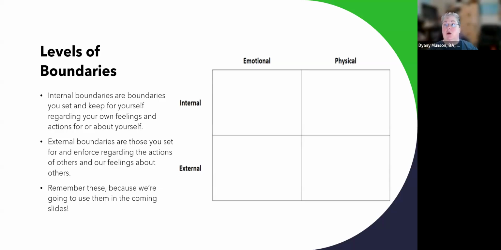So we set those physical boundaries with ourselves, and sometimes it's things that we do. I am going to go and shower at this time. I am going to do this, that, and the other. And so sometimes these things that we do or don't do for ourselves are also those kind of boundaries.